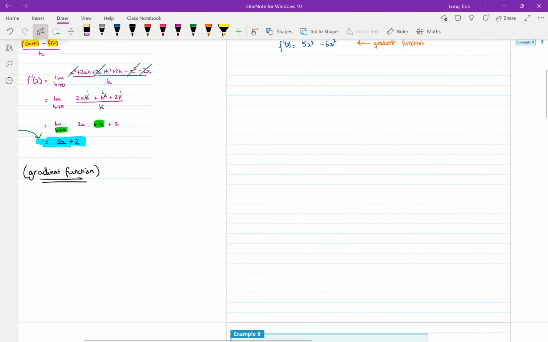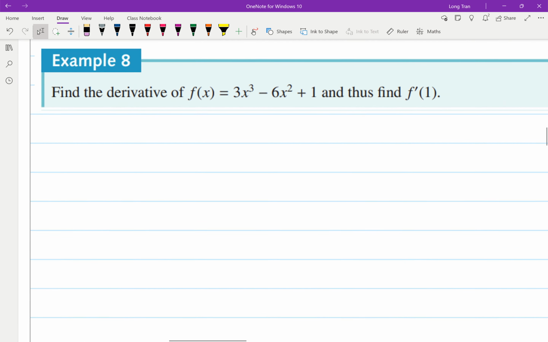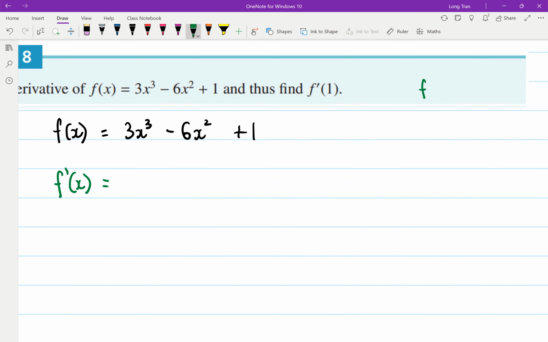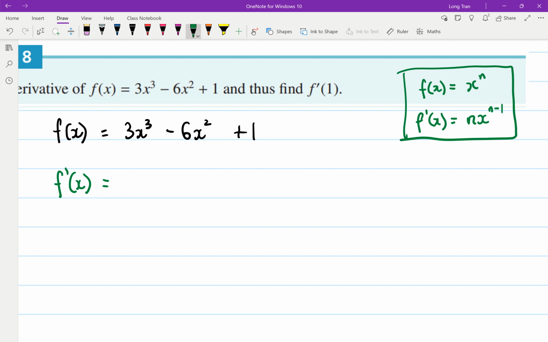Let's do another example. Let's try this one. So this one, I'm now going to introduce what you're going to do with the gradient function. So again, you've now got f of x equals 3x cubed minus 6 times x squared plus 1. Again, I'm going to give you 2 minutes. I want you to find the derivative. What is the derivative equal to? I'm going to write down the rule again. If you have a polynomial function, x to the power of n, then the derivative should be whatever the power is, and then minus the power by 1. Okay, so that is the rule that you've got. This is called the power rule.